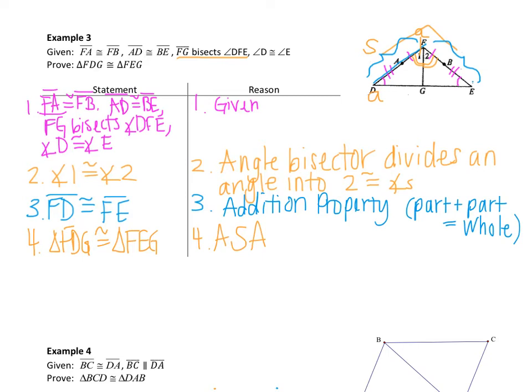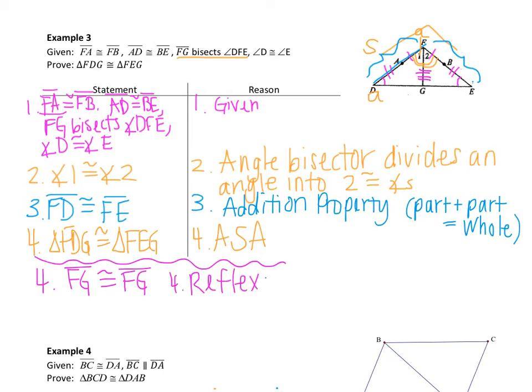Now if you're staring at this and wondering why I didn't talk about the reflexive side, FG, it's because I didn't necessarily need to. But if you want to stick it in your proof, an alternate ending for this would be to say step 4, FG congruent to FG, reflexive. Again, that's where we have a shared side. If I were to separate those two triangles, FG would be in both of them. So this is that reflexive property.